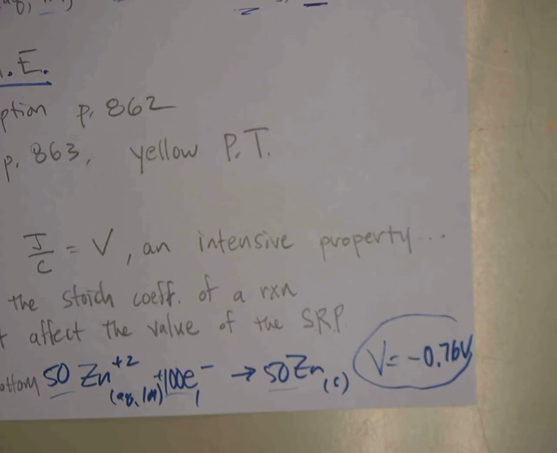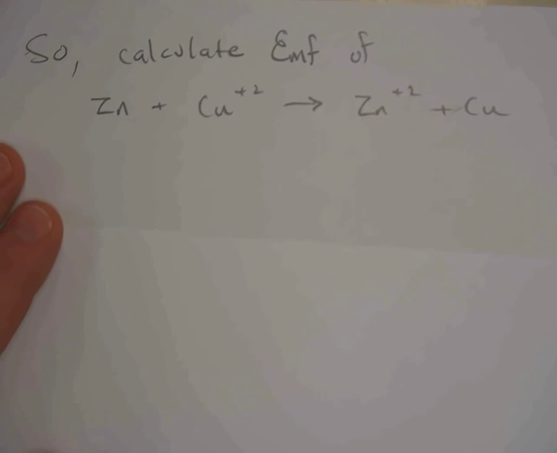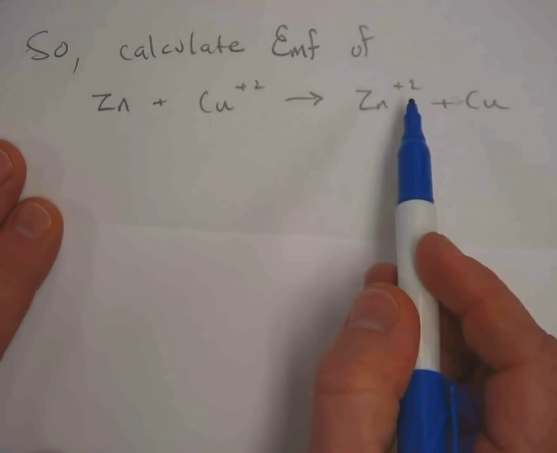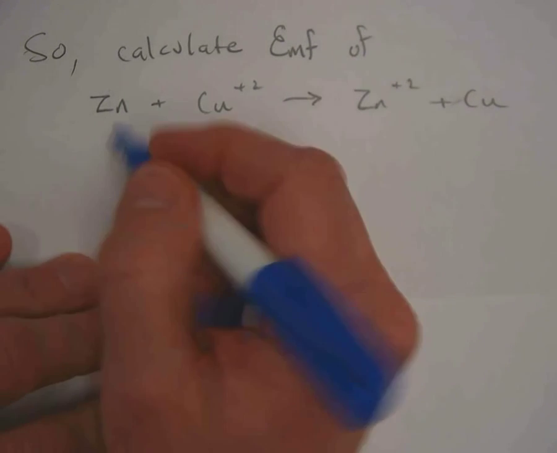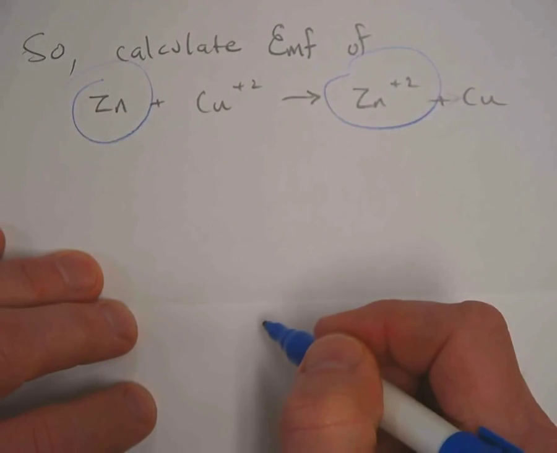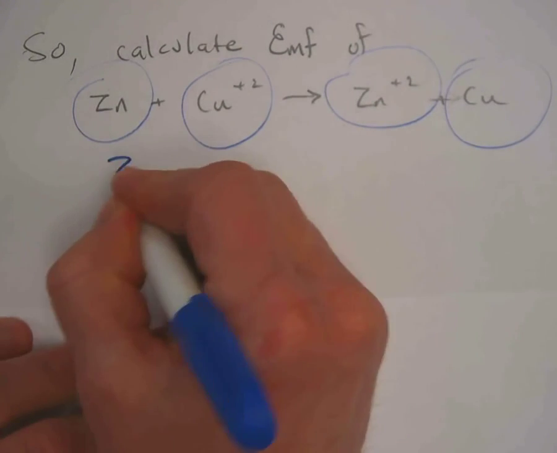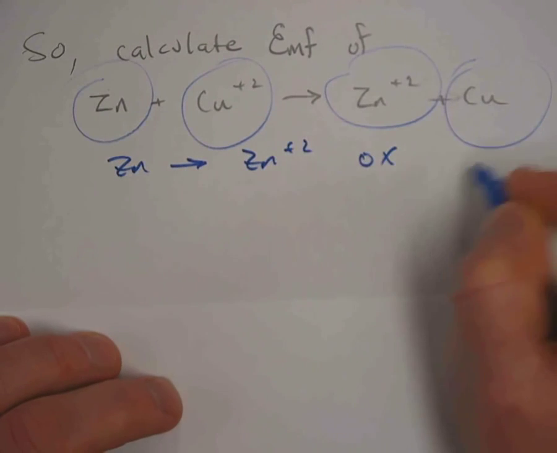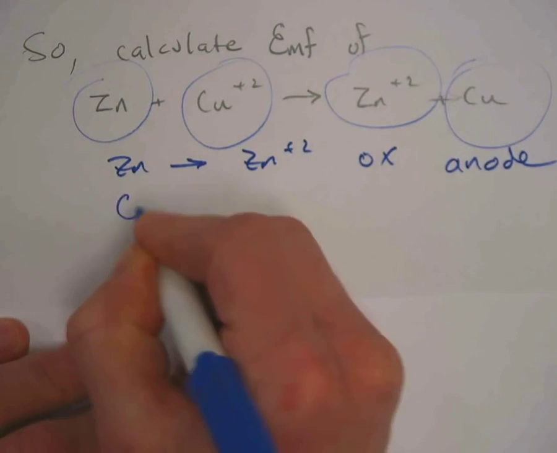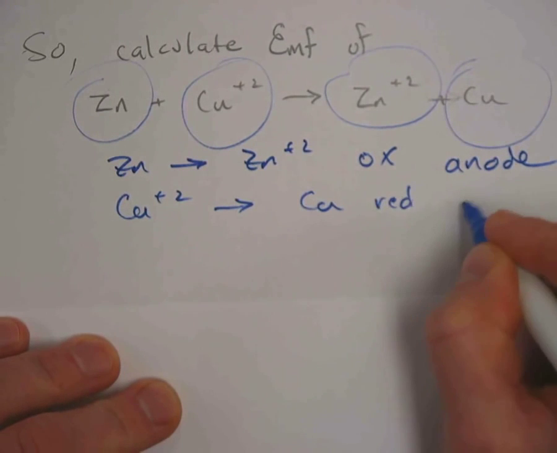Okay? So, going back to the very beginning question, almost 10 minutes ago or so, calculate the EMF, or the voltage, of this cell. I already told you what it was, but how would you go about calculating it? Well, first you got to know the half reactions. Zinc goes to zinc plus 2. Copper plus 2 goes to copper. Okay? So Zn goes to Zn plus 2. Notice this is oxidation. So this is our anode. And copper plus 2 goes to copper. This is our reduction, and therefore it is our cathode.